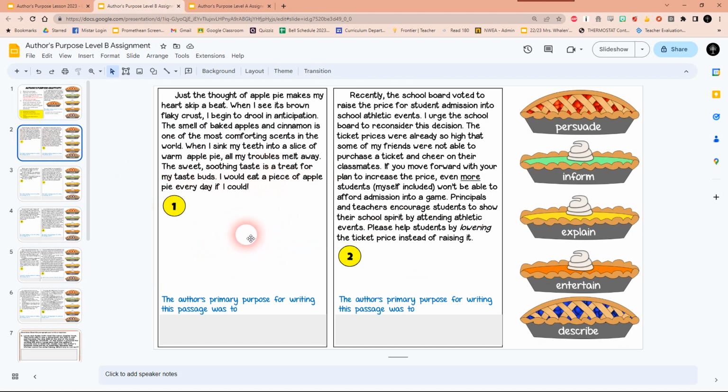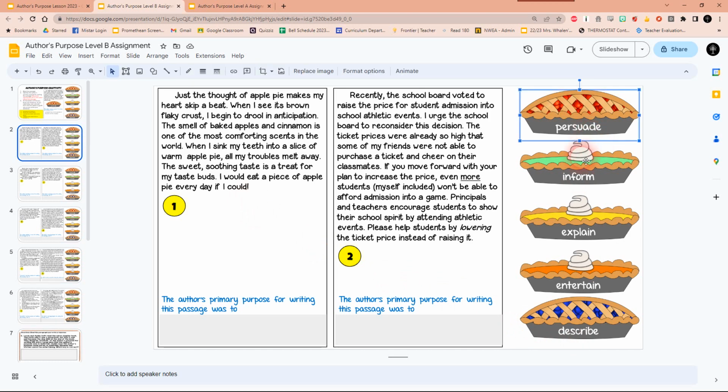Look at number 1. I'm going to do number 1 right now. By the way, this will be a free answer when you get to your assignment. There's number 1 and number 2. I'll do number 1. Just the thought of the apple pie makes my heart skip a beat. When I see the brown flaky crust, I begin to drool. The smell of the baked apples and cinnamon is one of the most comforting scents in the world. When I sink my teeth, yes, I'm reading fast, into a slice of warm apple pie, all my troubles melt away. The sweet, soothing taste of a treat. For my taste buds, I would eat a piece of apple pie every day if I could.